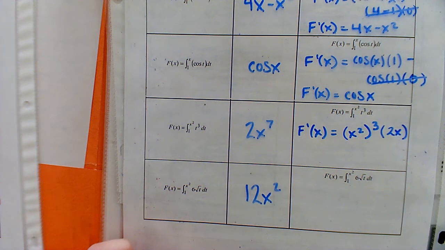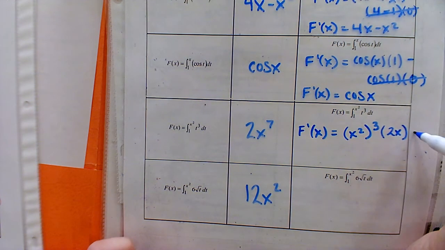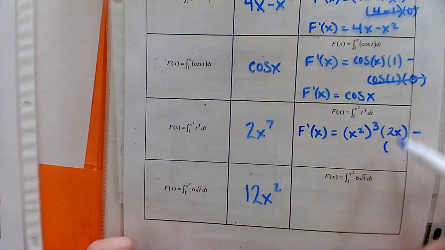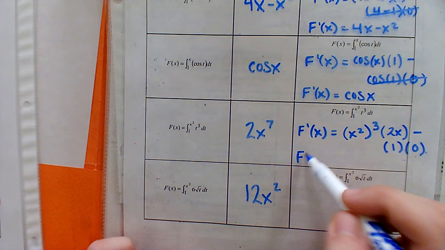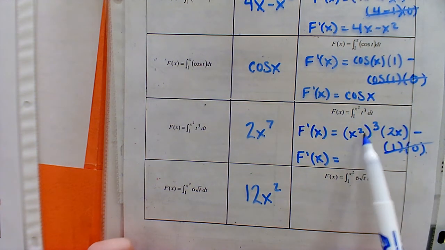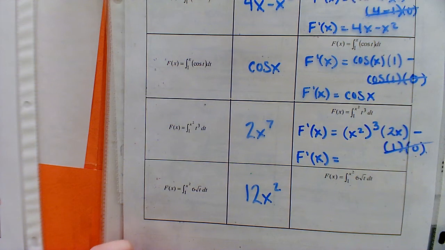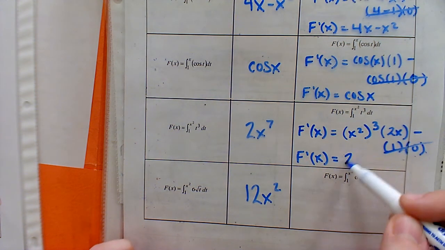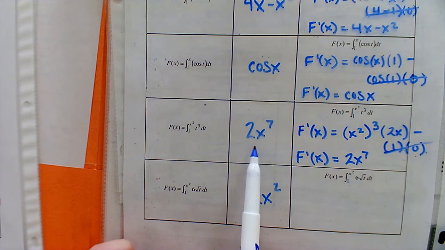Would it be 2x? Next, we have to subtract what we get when we plug in the bottom bound. If we plug in 1, we'll get 1 times the derivative of that bottom bound, which would be 0. 1 times 0 is going to go away, and we're left with x squared cubed, which would be x to the 6th, times a 2x. So that would leave us with a 2x to the 7th. That matches what we got before.